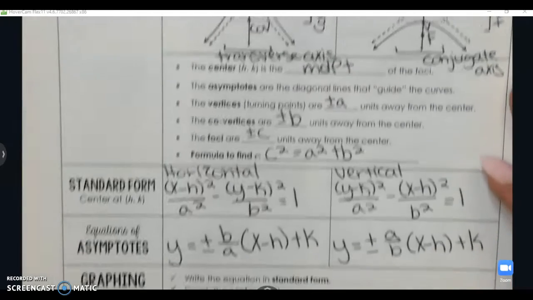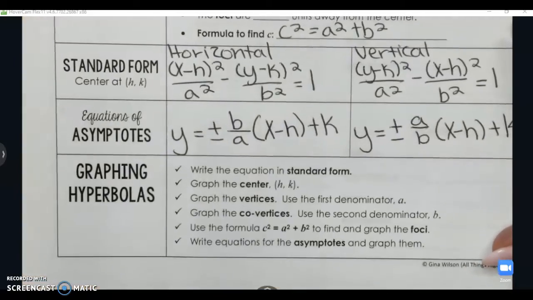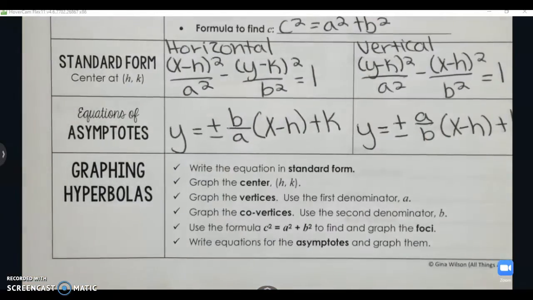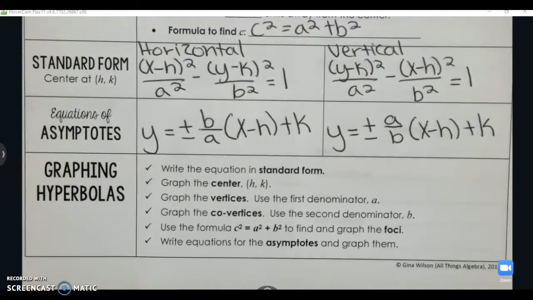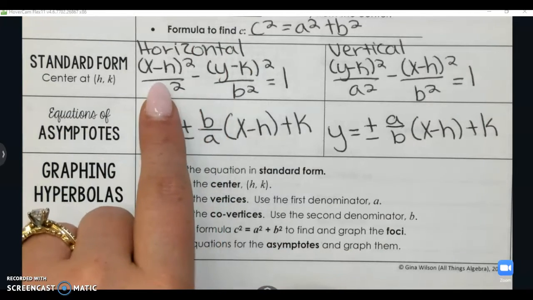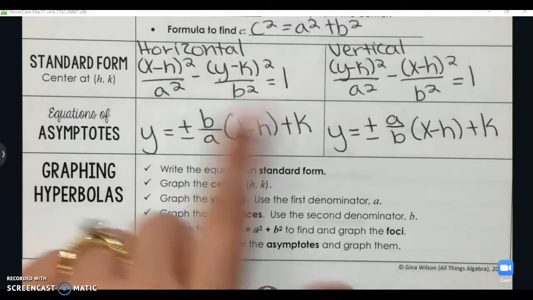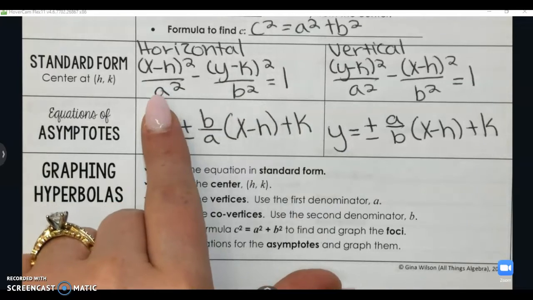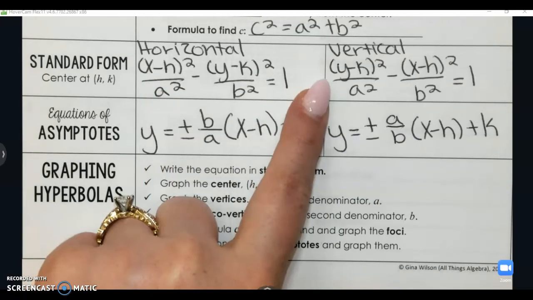So let's look at these equations for our vertical and horizontal hyperbolas. They are really, really similar to our ellipse. However, we are subtracting, and whichever goes in front determines whether it's horizontal or vertical. So when X is in the front, it's horizontal. When Y is in the front, it's vertical.